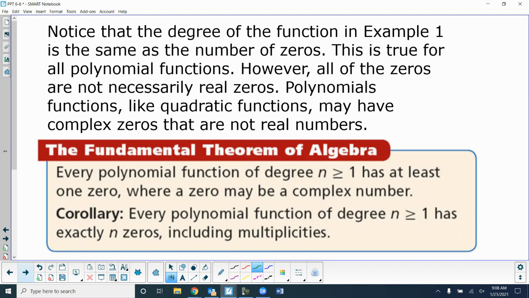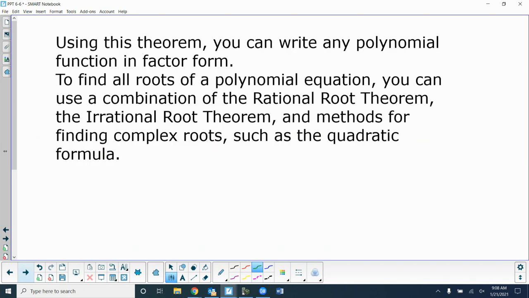Notice that the degree of the function, example 1, is the same as the number of zeros, right? We knew that, right? Isn't that what we've been doing? If I have to find the zeros, I know how many I should look for, right? Okay, that's all that's saying. Okay? We're going to have complex roots. That's when we have what? We have square root of 3 or something like that, or 2 minus i. Those are complex roots. Okay? They always come in pairs.